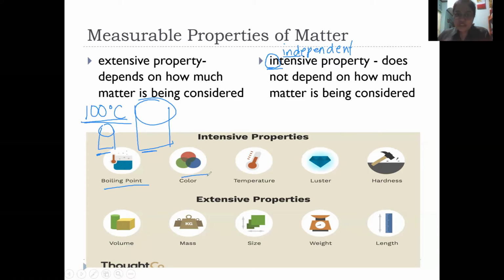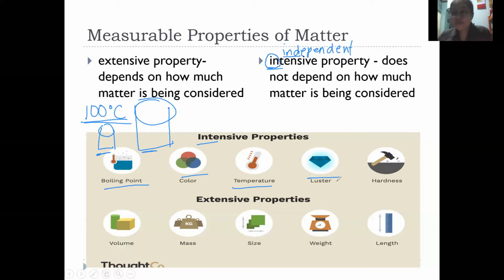Even yung color, this is another example. Yung color ng substance natin hindi nagbabago kung dumadami siya. So as is pa rin. Kaya intensive, independent, wala siyang pakialam kung marami yung substance mo. The same thing with temperature, hindi siya nagbabago kahit pa dumadami or lumiliit yung substance.